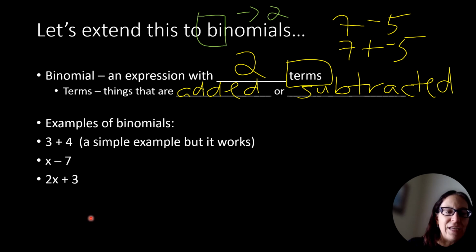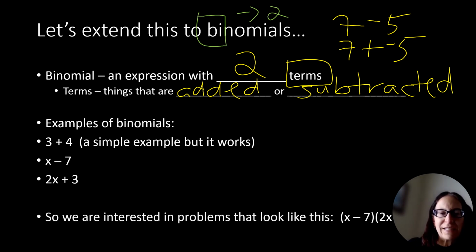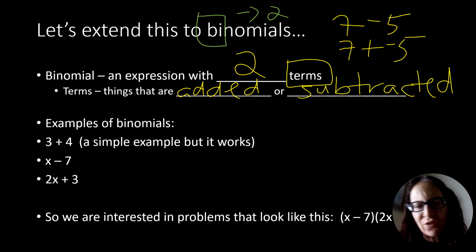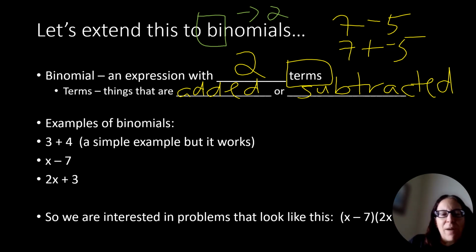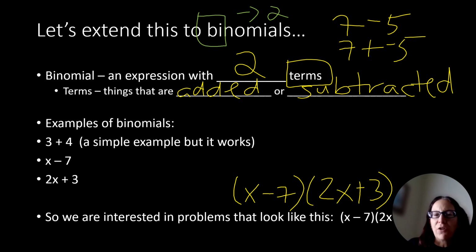So we have these binomials. What we're interested in, and I actually don't know what's underneath there, I think it's the 3. So we are interested in problems that look like this. I know my face is covering some of it. So x minus 7 times 2x plus 3. How can we multiply things that look like that? x minus 7 times 2x plus 3.